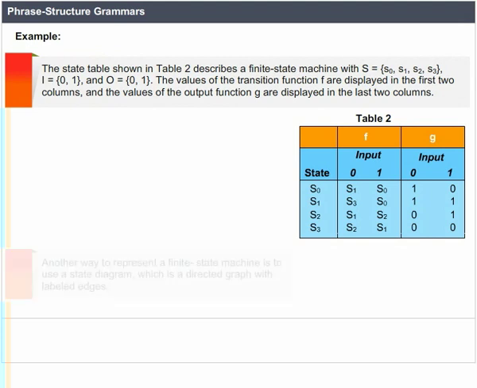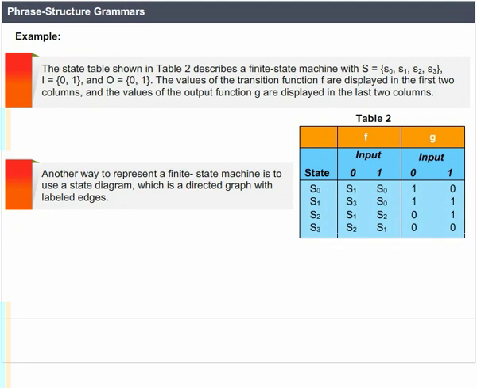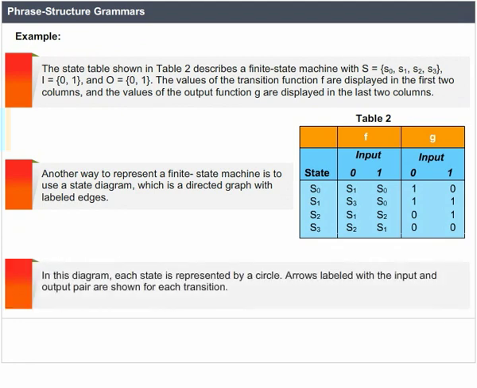Another way to represent a finite state machine is to use a state diagram, which is a directed graph with labeled edges. In this diagram, each state is represented by a circle. Arrows labeled with the input and output pair are shown for each transition. Table 2 explains very clearly what we discussed above.